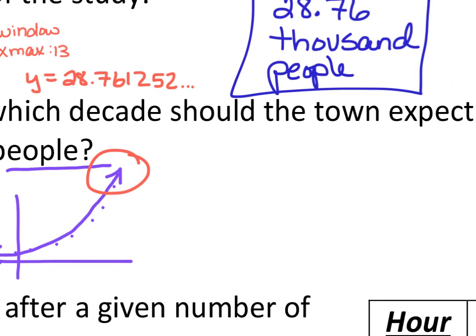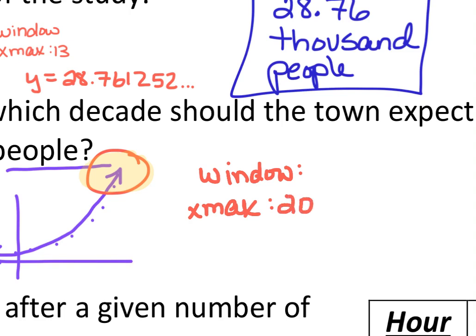So go back to the window and change it again. And this time you want to bring out your x max to something that's far enough that you can see the intersection between the two things that I have in the circle over here. You want to actually see those two things intersect. And so when I go to my window, I'm going to make my x max something a lot bigger than it is. So let's make it 20. And then I'm going to regraph it.